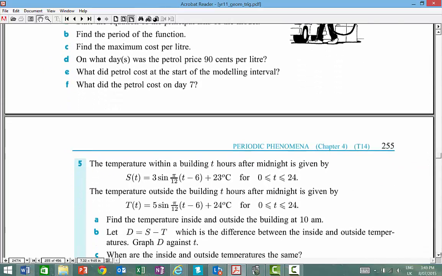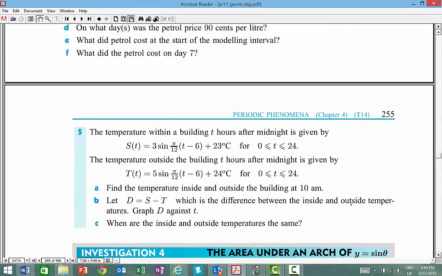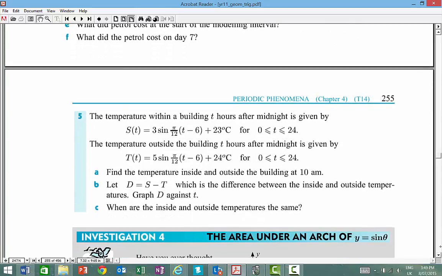And there's a couple more challenging ones for you to have a go at doing as well. Alright, so have a go at those. If you need some help, make sure you catch up with me.